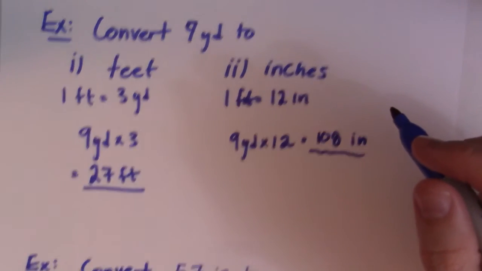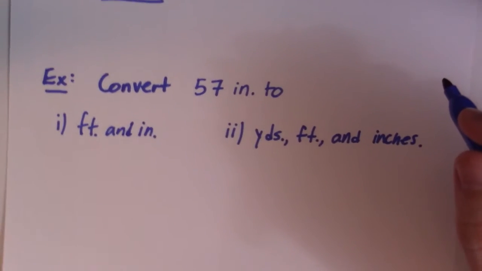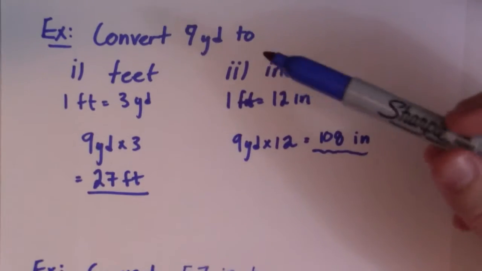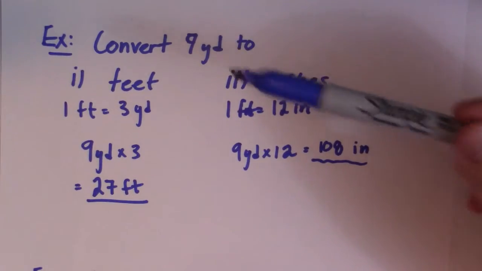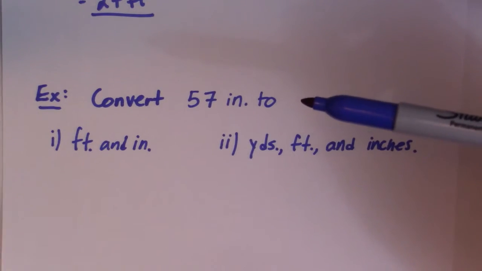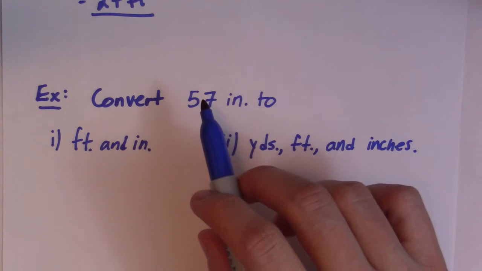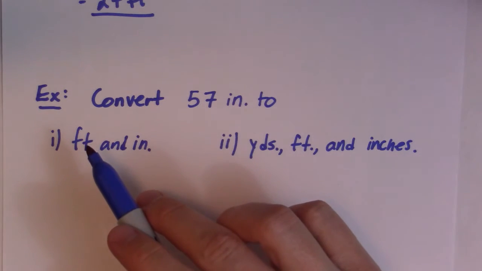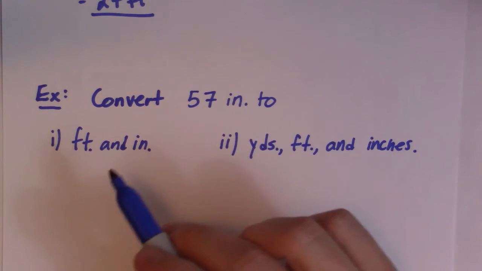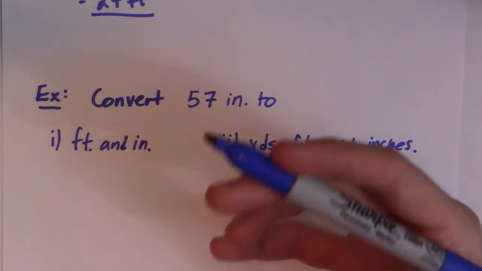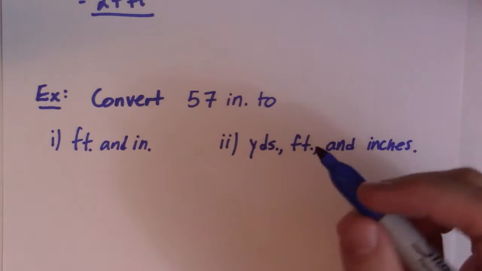All right, so let's look at a slightly more complicated example. It's always easier to go from a big unit like yards to a smaller unit like feet or inches, but it's a little bit more complicated to go the opposite way because it doesn't always work out nice and neat. So for example, 57 inches is not going to completely convert to a nice foot number. There's going to be something left over, and that's because we're going to divide. So let me show you what I mean.